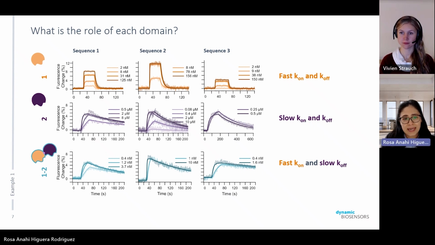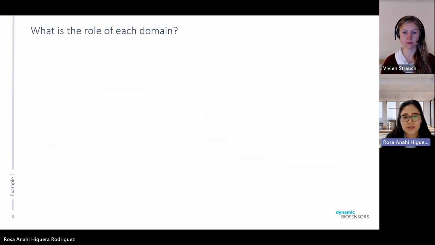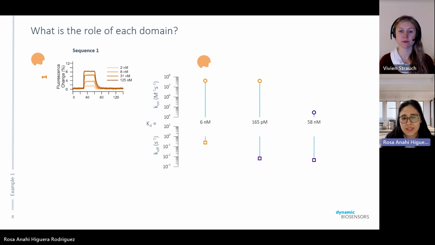When we put this data together and compare it in the so-called rate scale plot, this is a representation of the data where the upper scale is the K-on, so the association rate constant. The other scale is the K-off, or the dissociation rate constant, and then in the middle part, we have the affinity. So here we have the data for the first domain with a fast on rate and a fast off rate, with a KD of approximately 6 nanomolar.